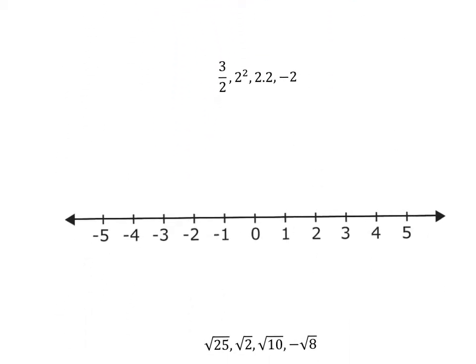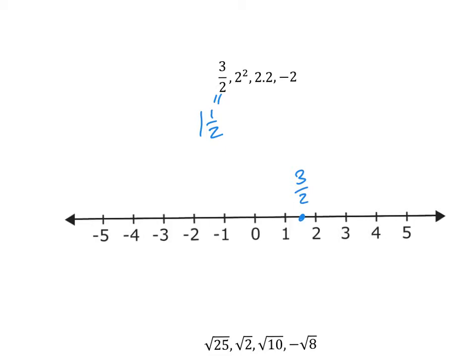Let's move on. Look at this next example. Here we start out with 3 halves, which we can simplify, or we can change into a mixed number. 2 goes into 3 one time, and we're left with 1 half left over. So this will be at 1 1/2, which is right in the middle between 1 and 2, is where 3 halves goes.